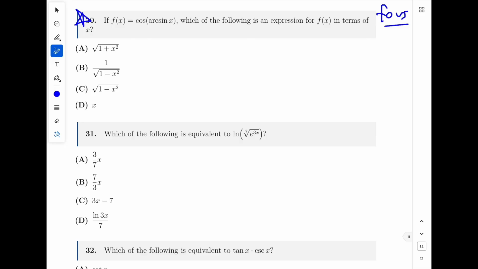So if f of x is equal to cosine of arc sine of x, which of the following is an expression for f of x in terms of x? Now when someone is looking at this question for the first time, especially if you are still giving AP Precal, then this is intimidating because you have no idea how to approach this.